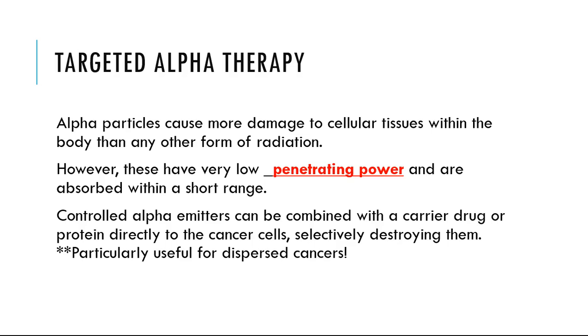So what we can do is use controlled alpha emitters that are combined with some kind of a carrier drug or a protein that's going to go directly to the cancer cells, and then it selectively destroys them. This is particularly useful for dispersed cancers throughout the body, because if we can send the alpha emitters directly to the places where they're needed and they destroy cells within a really short range, that's helpful because it minimizes the damage to healthy cells.